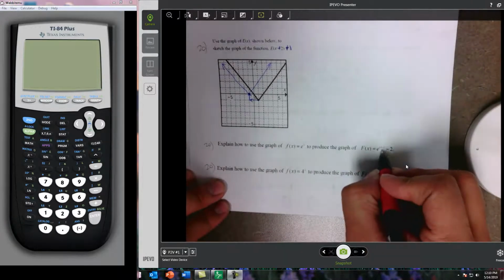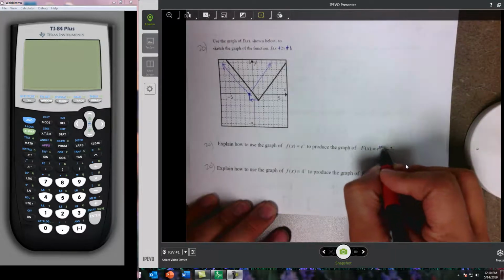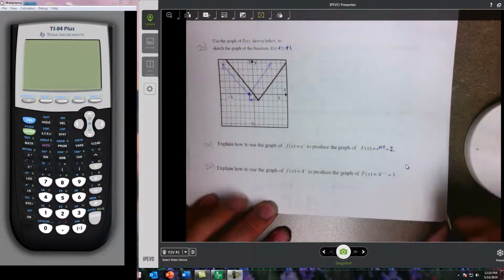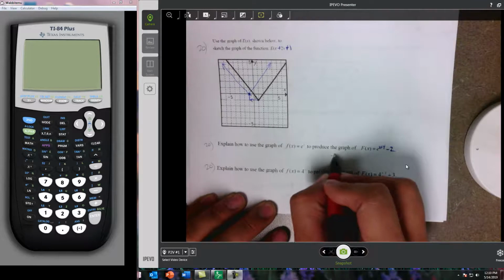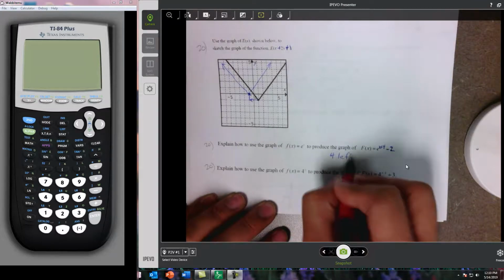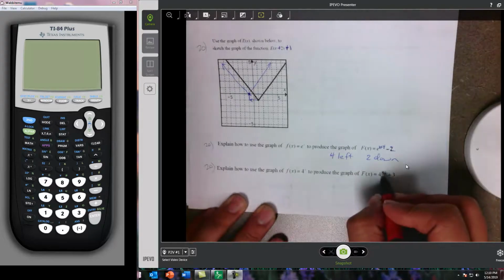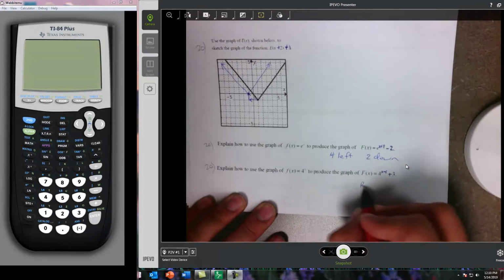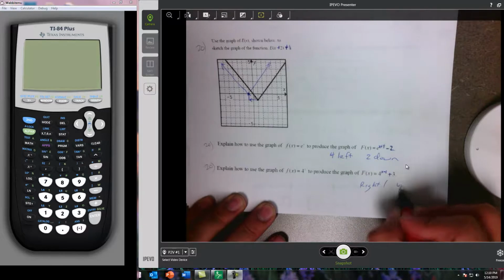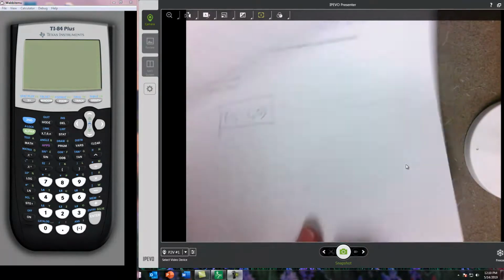This is x plus 4, right here, x plus 4 in the exponent, and minus 2. That would tell me to go the opposite because it's with an x. So we're going to say 4 left and 2 down. This one here is x minus 1, and plus 3. And so this tells me to go right 1 and up 3. So if you just move the dots that way, it should create the same graph.